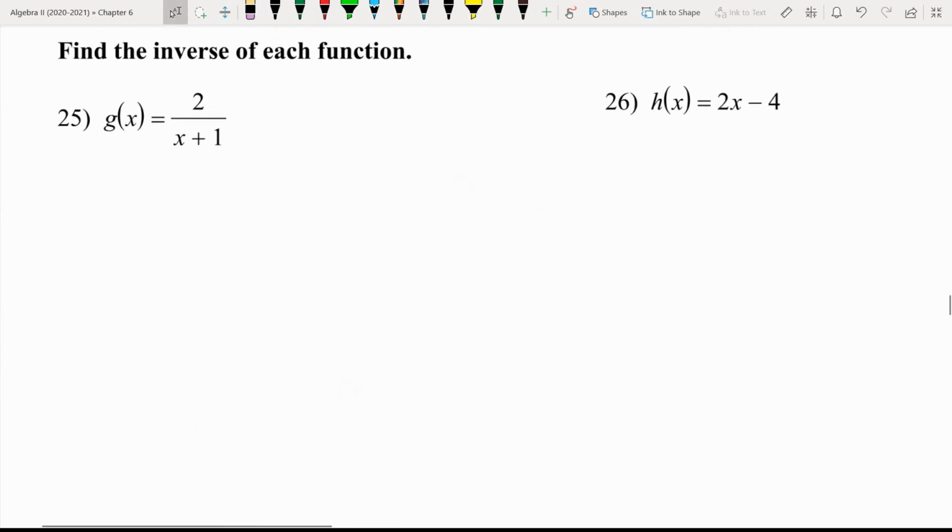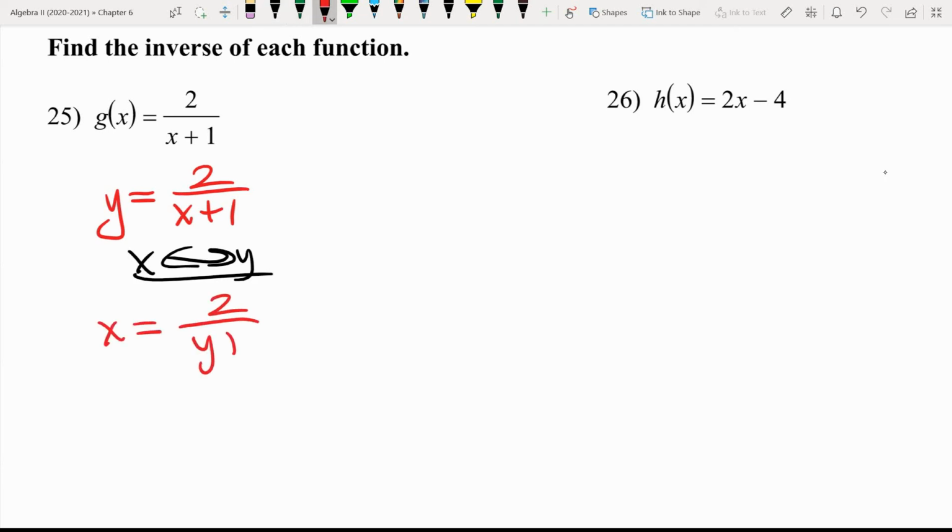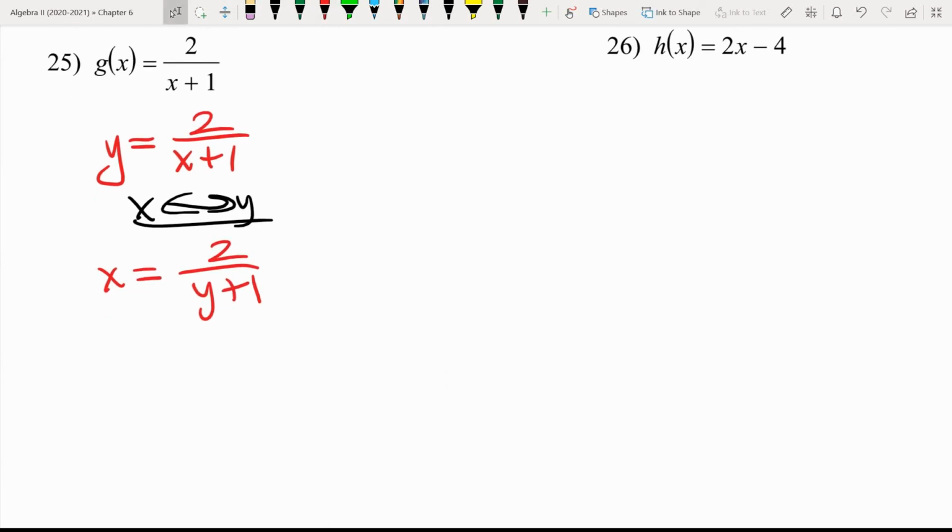Inverses. So remember, the trick for finding an inverse is you first rewrite. Instead of g of x, you write it as y, so y equals 2 over x plus 1. You swap your x and y, so we're going to do a little swap here, and turn this into x equals 2 over y plus 1, and then we just use algebra to solve for y. One way to do this is multiply both sides by y plus 1. That cancels those out.